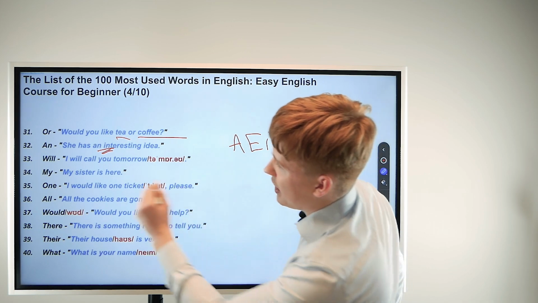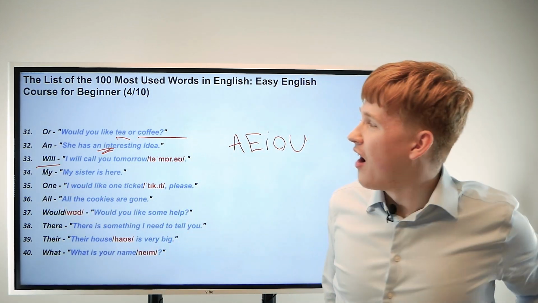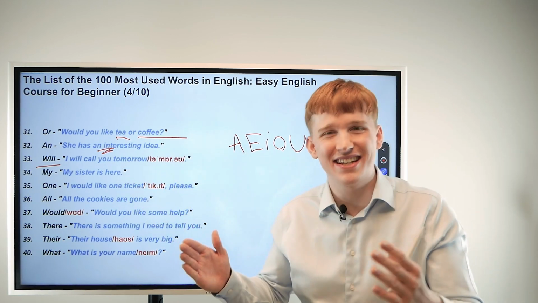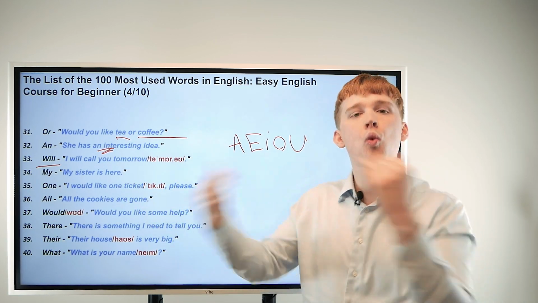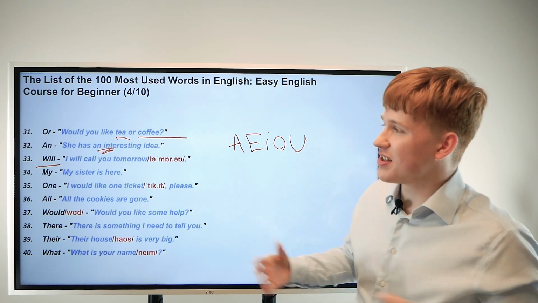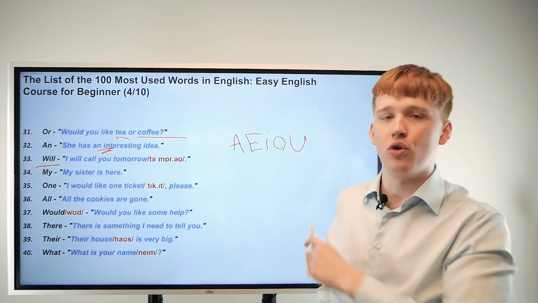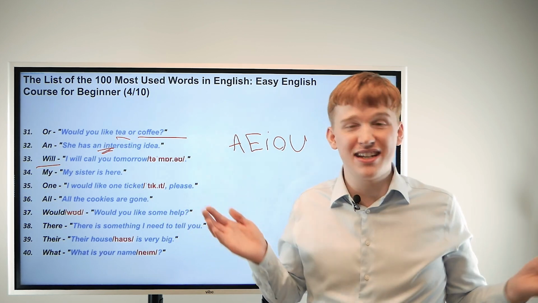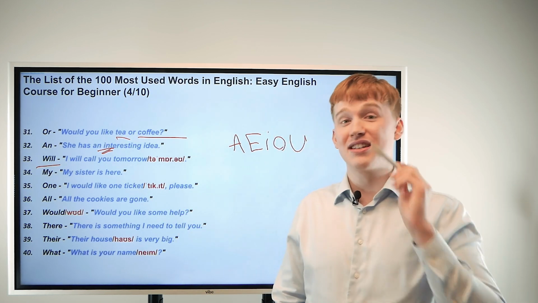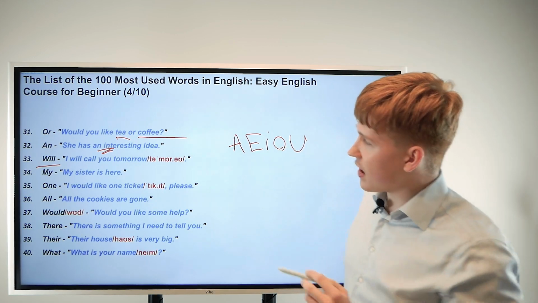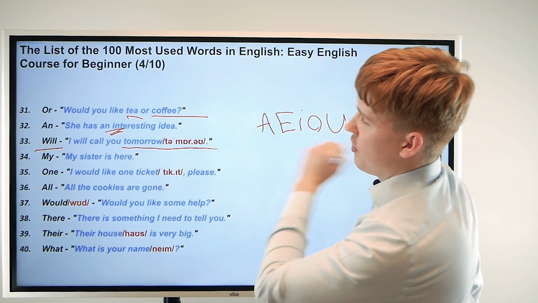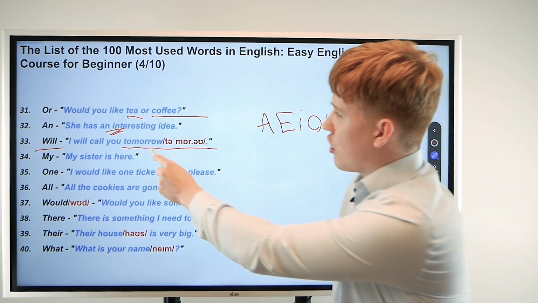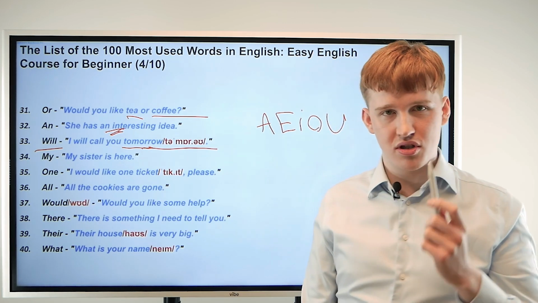So next up we have will. So I will call you tomorrow. It's almost a promise. It's a fact that I will do that tomorrow. And it's good to say I will call you tomorrow, because you're not saying I might call you tomorrow, like there's a possibility. No, you're saying it's 100% tomorrow I will call you. And can you now say the word tomorrow? Tomorrow.